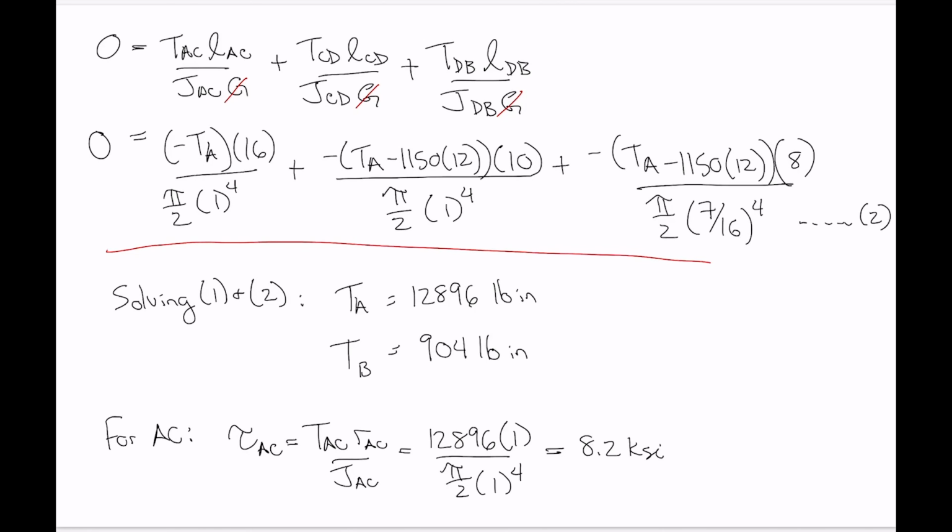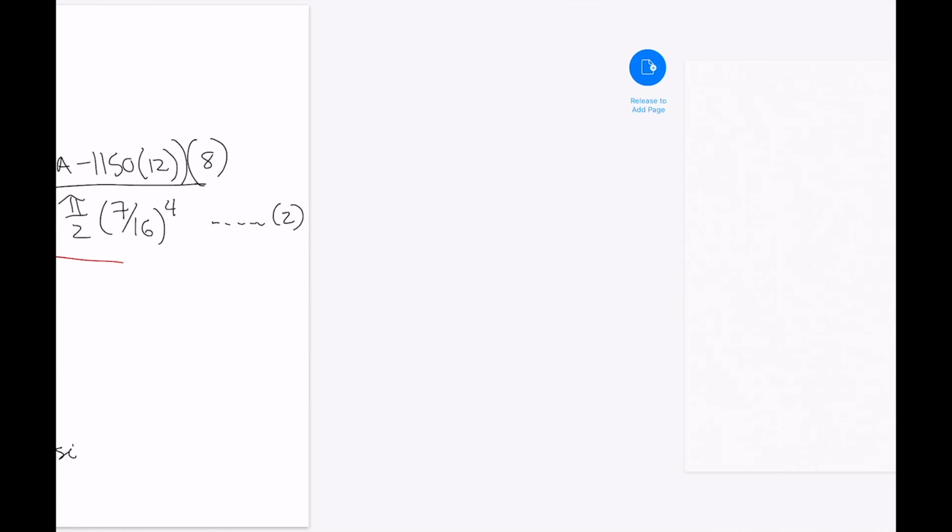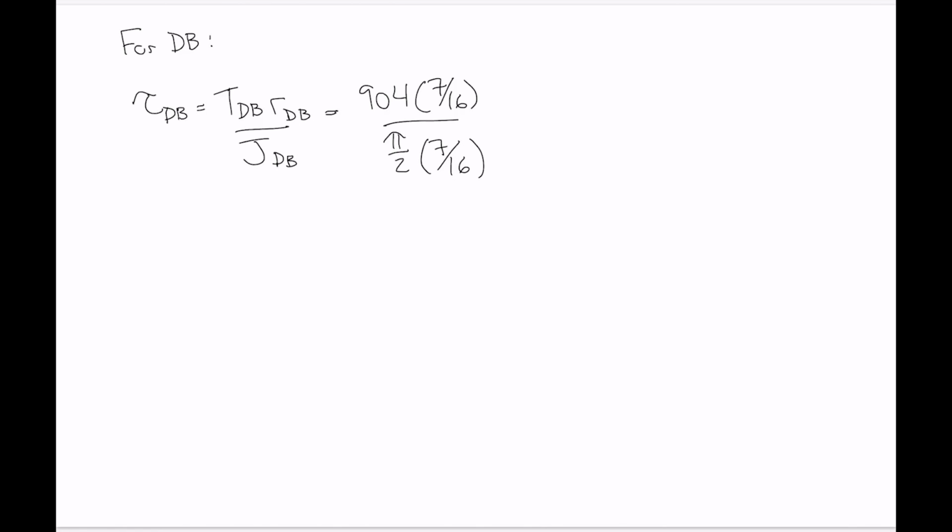Okay, so now let's check the smaller segment. So that's for DB. For DB, the maximum shear stress in DB is the torque in DB multiplied by the radius of that segment, divided by the J value for that segment too. So we said 904 pound inches multiplied by a radius of 7/16 divided by pi over 2 times 7/16 to the 4th power. That's giving us 6.9 KSI.